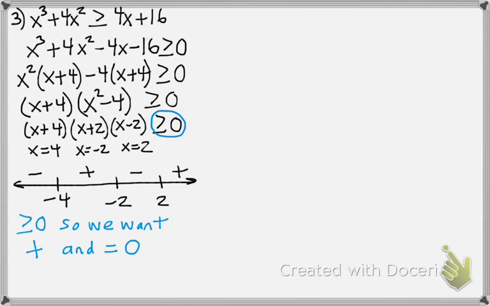So my final answer is going to be negative 4 with brackets to negative 2 with brackets, and then union that with 2 with brackets, and then infinity with parentheses. And that'll be our answer.